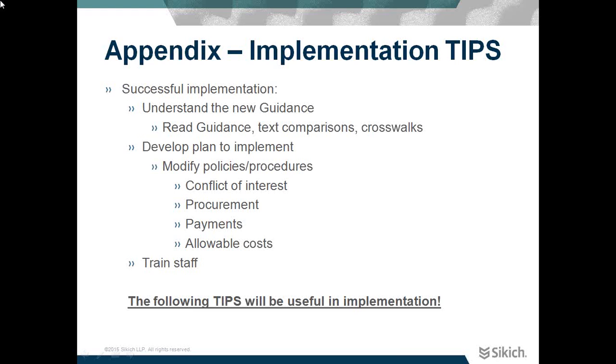Conflict of interest policy, procurement policy needs to be written. Now, many of you already have a written procurement policy, but there is specific language now in the new guidance that needs to be included in your procurement policy, and that's located in Appendix 2 of the new guidance. So make sure that you're reading through that and that you're including the required language in your procurement policy.